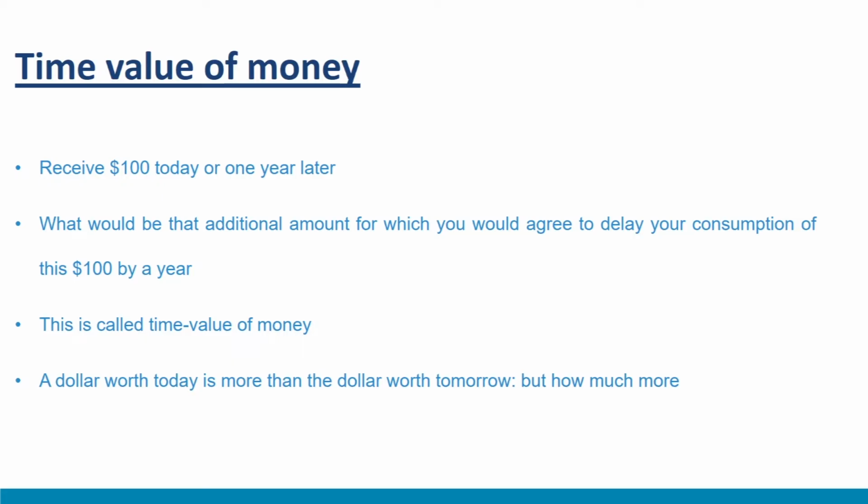Theoretically, this additional amount, often called the interest, should reflect the cost of delaying your consumption by 1 year. This is called the concept of the time value of money. The fundamental concept here is that a dollar today is worth more than a dollar tomorrow. But how much more? All the discussion in this lesson pertains to quantifying this number.